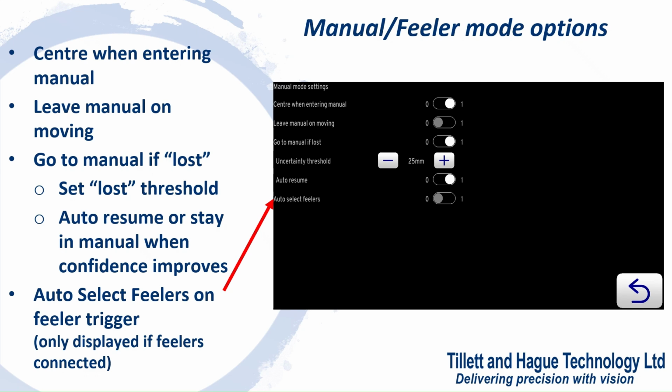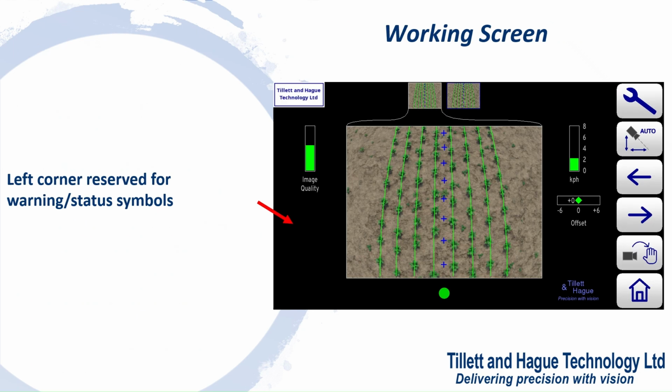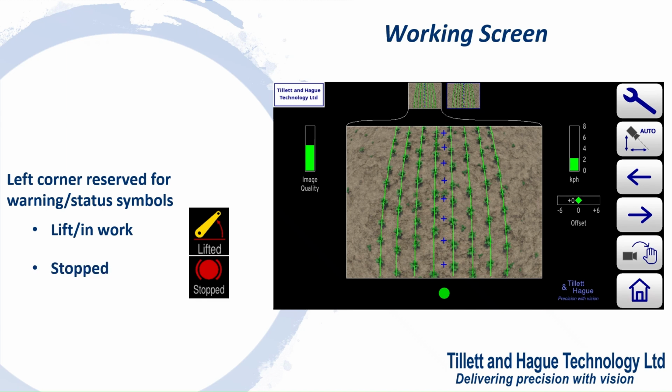The bottom left corner is reserved for warning and system status symbols. An implement lift symbol is displayed when the lift signal is received. A circular red brake symbol is displayed if the implement is down but not moving. A warning triangle indicating poor tracking is displayed if estimated lateral error exceeds 25 mm. On seeing this warning, users should check performance on the ground. If enabled, the warning triangle will be accompanied by an audible warning.